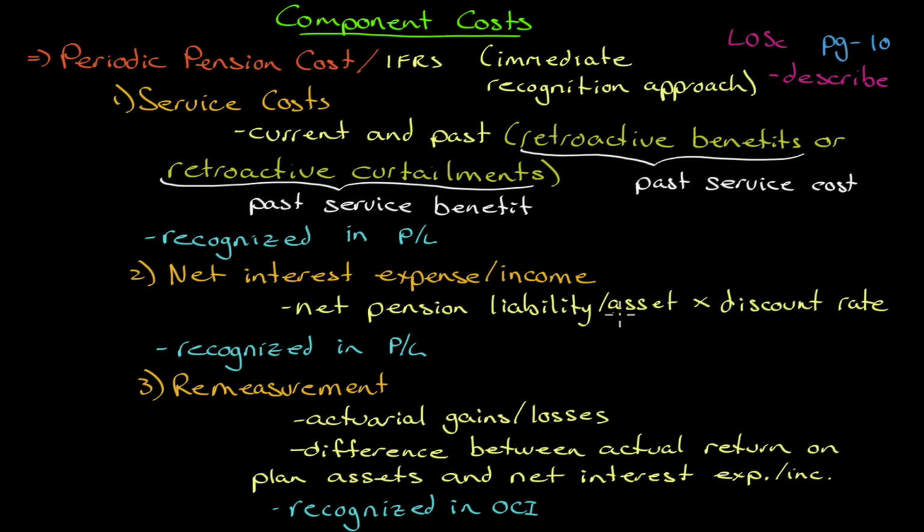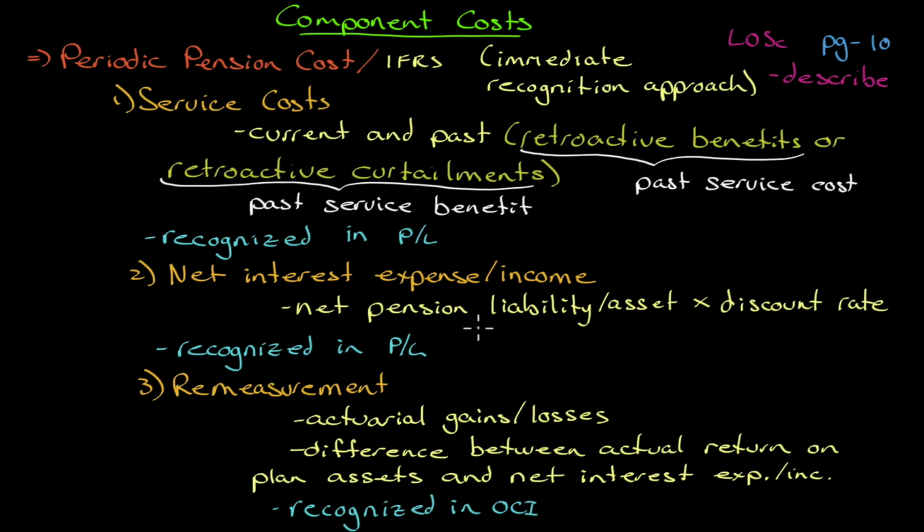Our net pension liability or asset times the discount rate. That's how easy that is to figure out. Here's how it works for IFRS. It's 6% on either side. So whatever our pension obligation is at the beginning of the year, we multiply it by 6% to get our interest expense for the year.